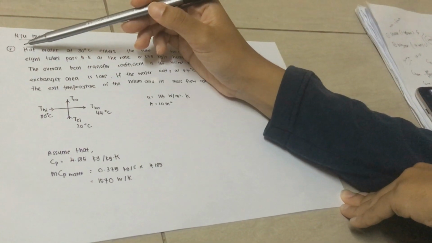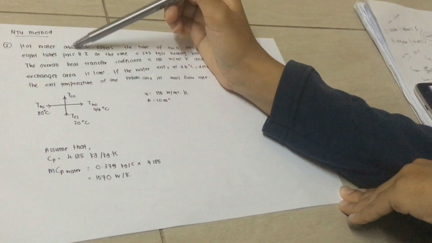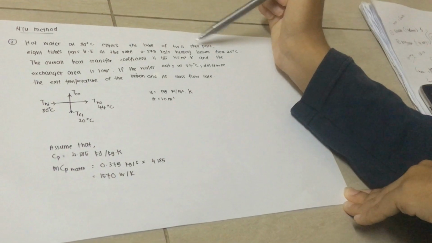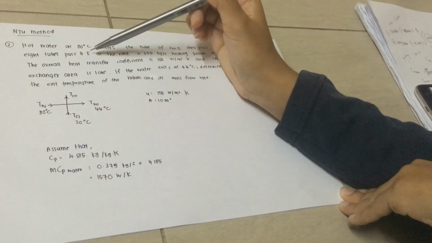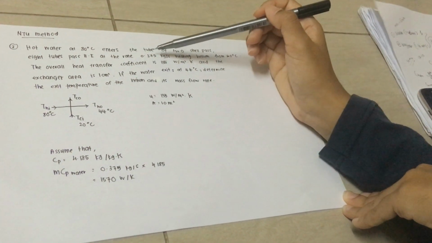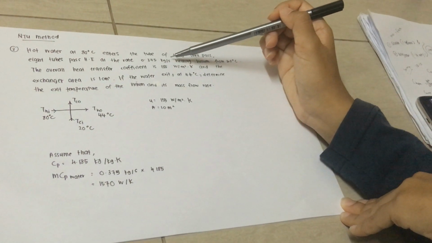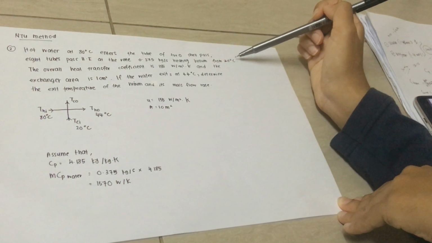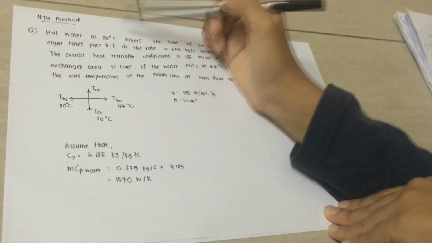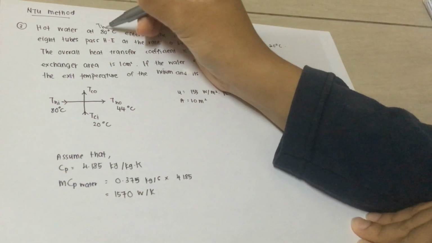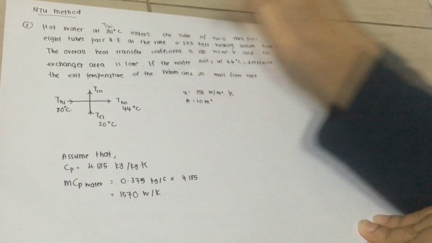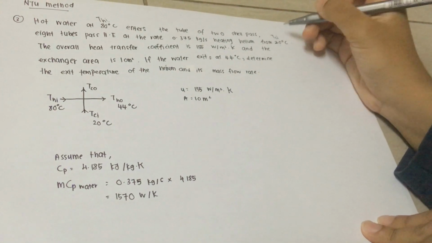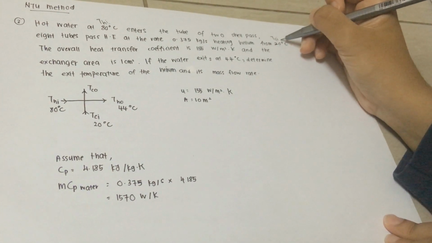First, the question says that hot water at 80 degrees Celsius enters the tube of two shell pass, heat tubes pass, at the rate of 0.375 kg per second, heating helium from 20 degrees Celsius. So 80 degrees Celsius is the THI, temperature hot inlet. 20 degrees Celsius is the TCI, which is the temperature cold inlet.